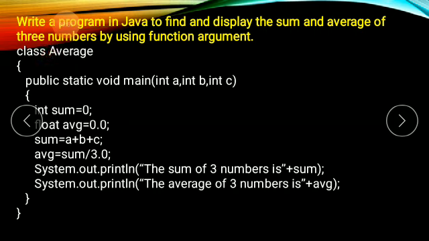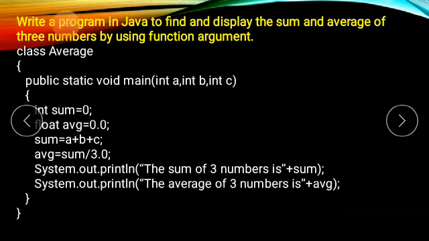Class, we have taken it as average. Then open curly brace, public static void main, and in this what do we have to write? int a, int b, int c, because in the question they have asked to find the sum of three numbers and the average of three numbers. So here we are using function arguments, as they have given in the question. After main we have taken three variables of type int: a, b, and c.